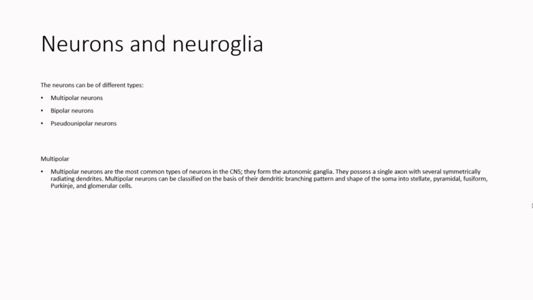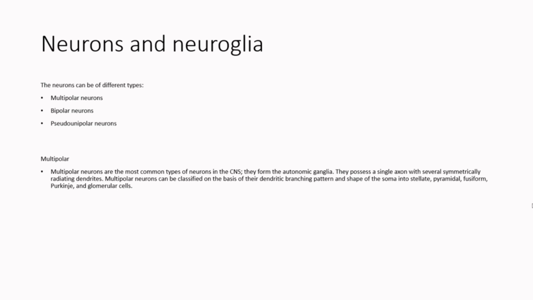Then we have types of neurons, and these neurons can be of different types. So we can classify them as multipolar, bipolar, or pseudo-unipolar. The multipolar ones are the most common type you're going to find in the CNS, and they form the autonomic ganglia, which is part of the PNS.